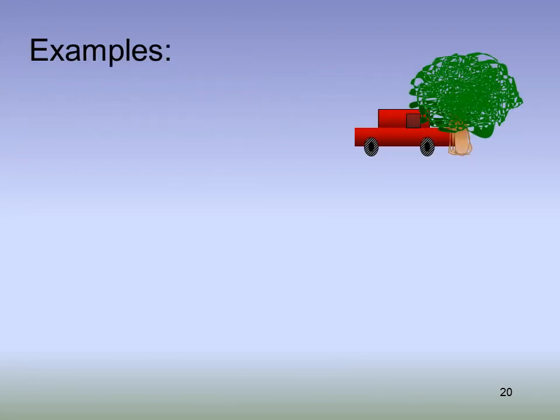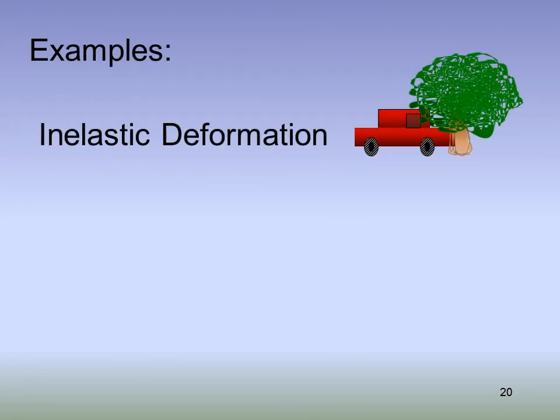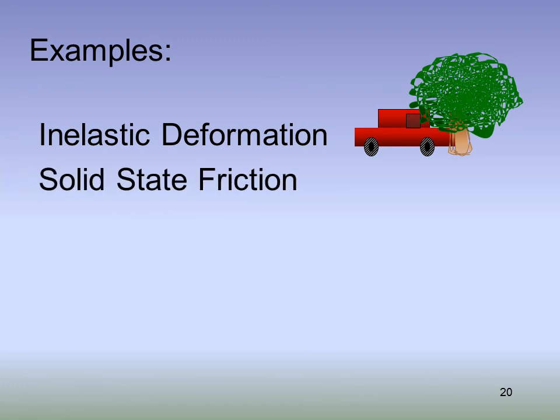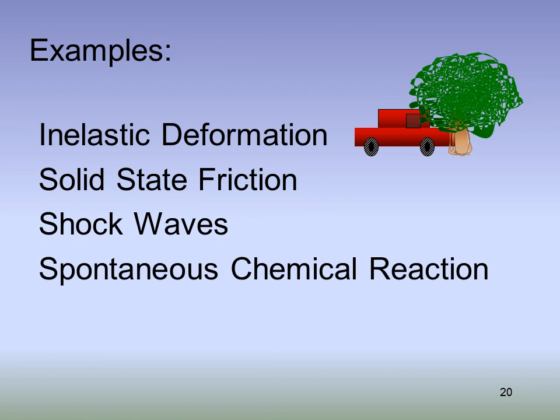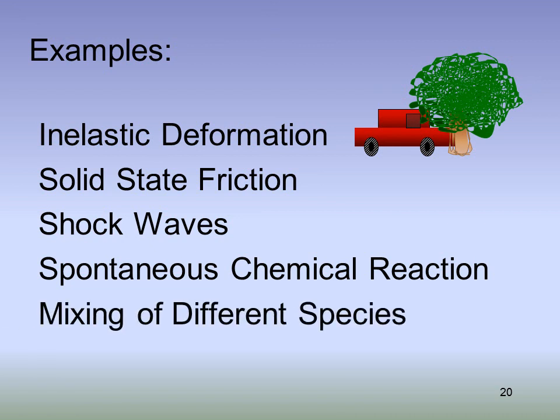Let's give you some examples. An inelastic collision. A car runs into a tree. That's obviously irreversible. You've got problems after that. Solid state friction. Just scratching across the ground. You're turning work into heat. Shock waves. A spontaneous chemical reaction. A flame, something like that. It's hard to go back. If you strike a match, it's hard to take that and turn it around and go back to the sulfur and the match. Mixing of different species.